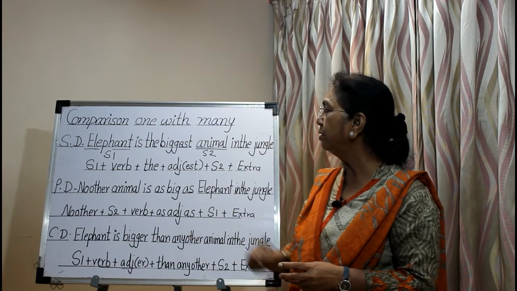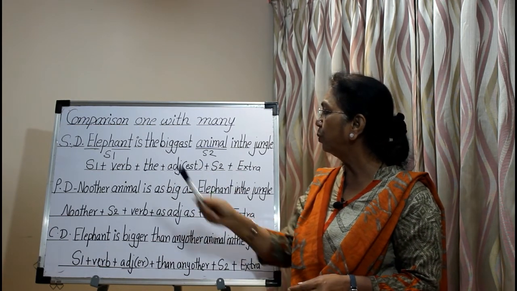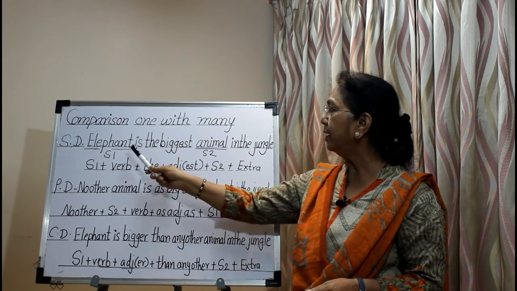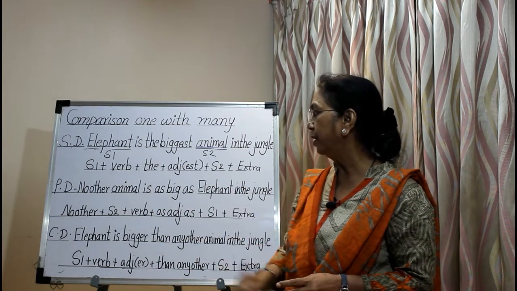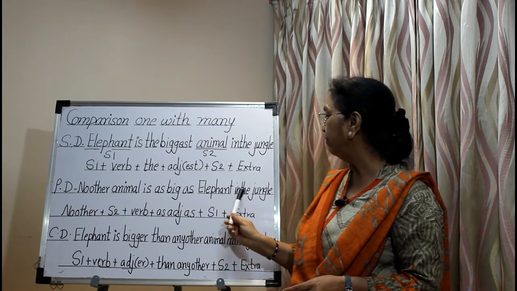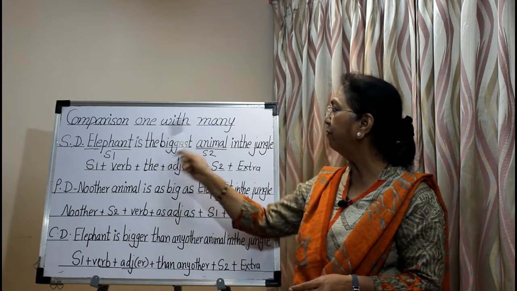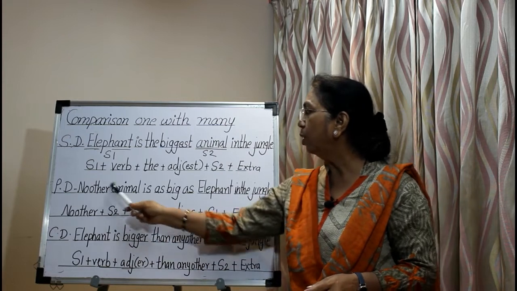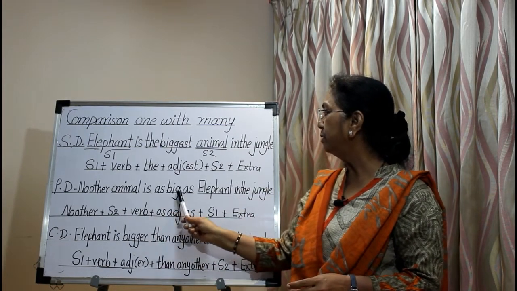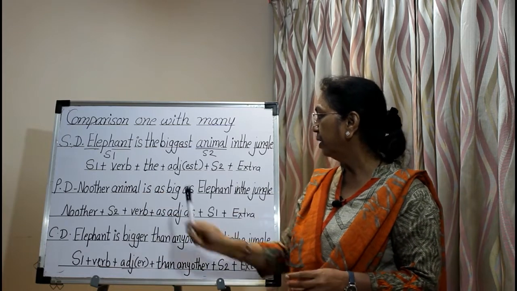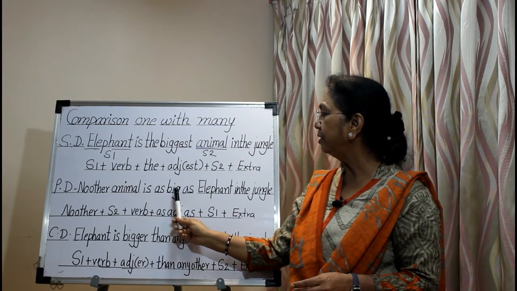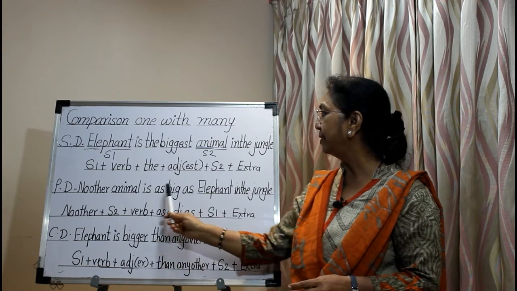Now how to change this sentence from superlative degree into positive degree? As elephant is the biggest animal, it means no other animal is as big as elephant in the jungle; only elephant is the biggest. No other animal is as big as elephant in the jungle, it is a positive degree. The adjective is used in its basic form between as.